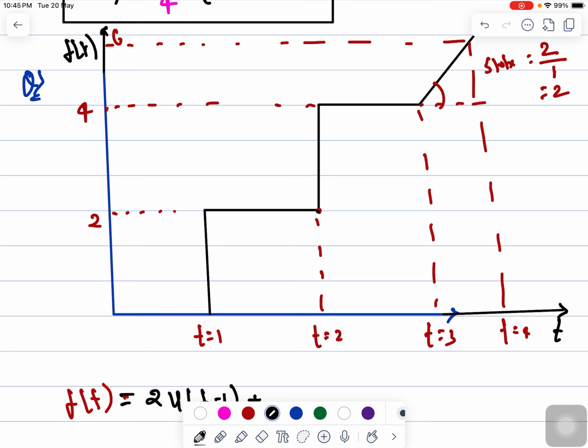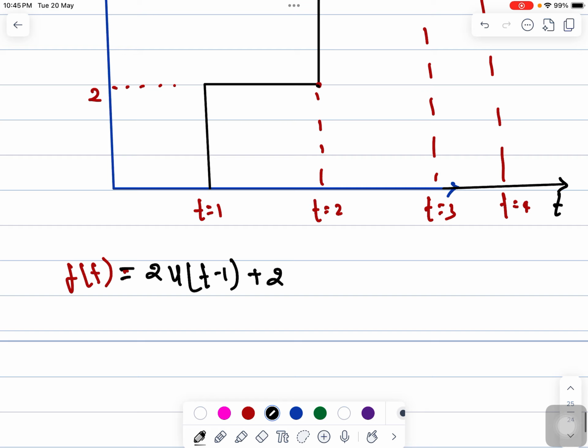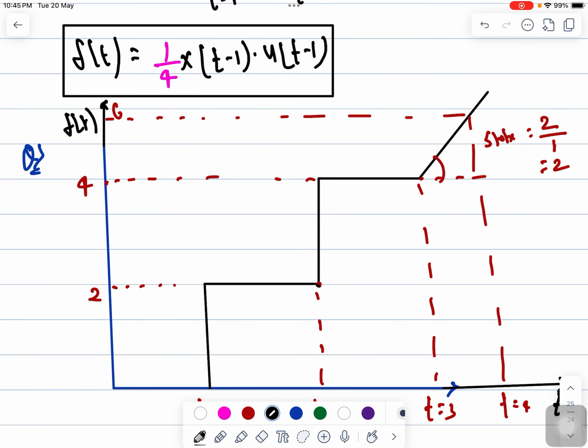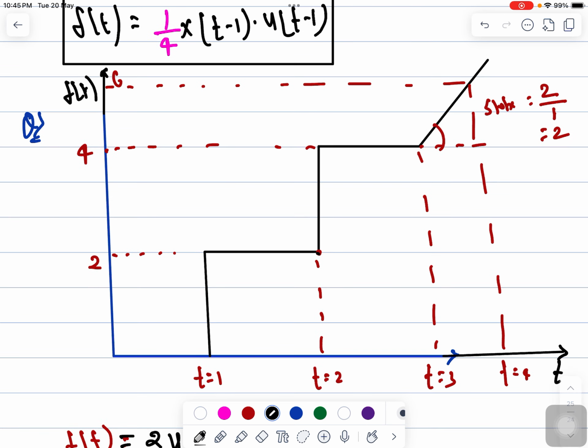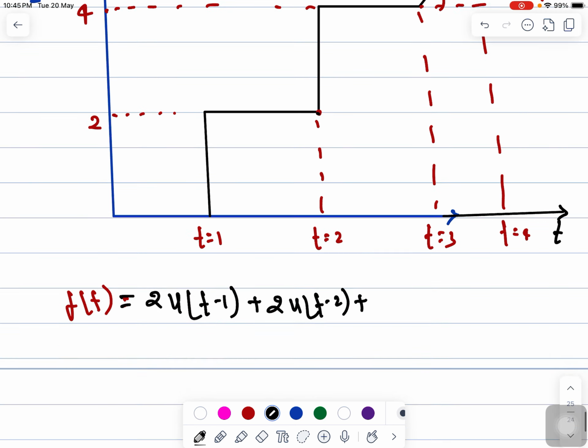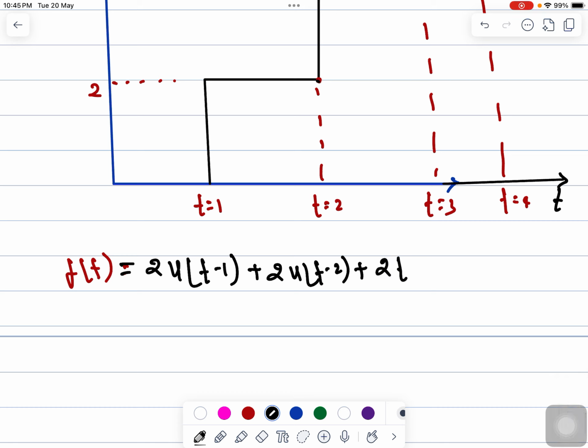So again you are giving a step input of magnitude 2, 2u(t) minus 2... it should be going like that. But again, you have given a ramp input here having slope 2. So now you can write 2(t minus 3)u(t minus 3). Is that clear? So this is how this function can be written.